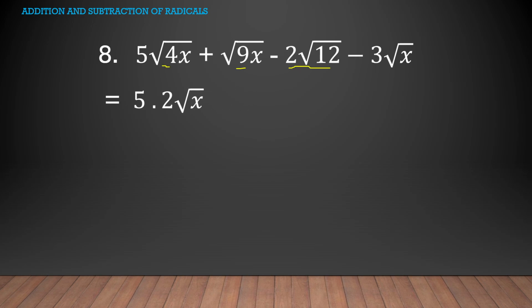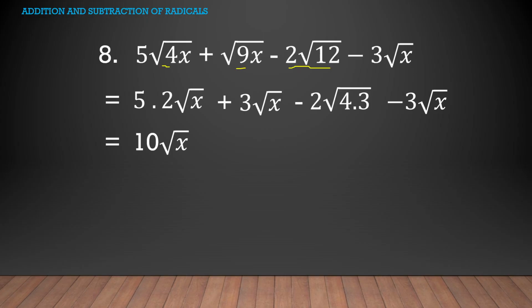So we have 5, then multiplying by the square root of 4 is 2. So 5 times 2 square root of x. The square root of 9 is 3. Then the radicand is square root of x. Then minus 2, the factors of 12 is 4 times 3. And then minus 3 square root of x.